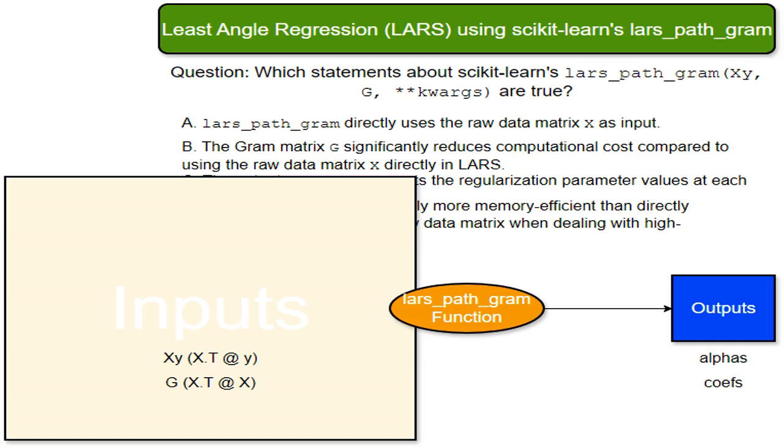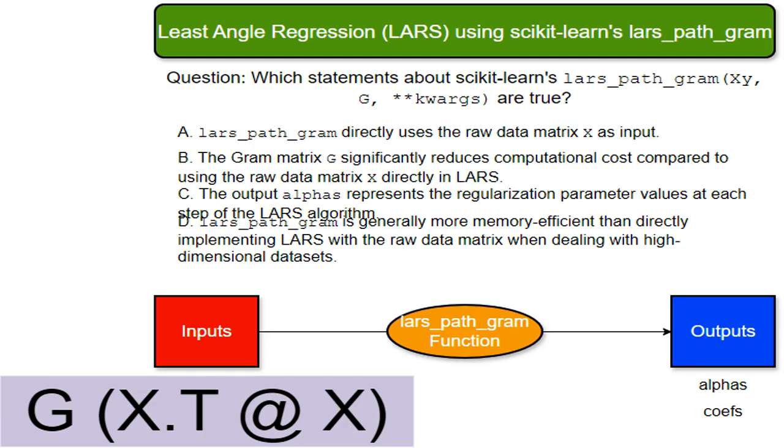This is a vector. I compute it by multiplying the transpose of the data matrix, X, by the response vector, Y. In simpler terms, I am calculating the weighted sum of each feature where the weights are the response values. It's a crucial pre-computation step for the lars_path_gram function.